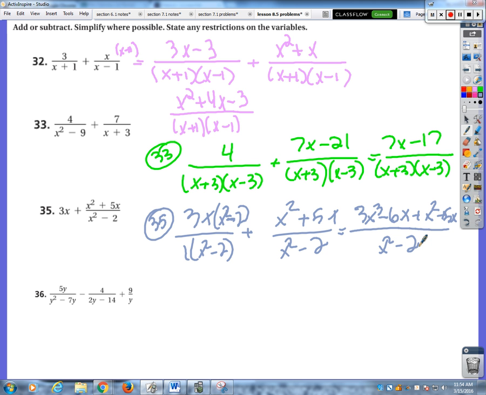What are the only like terms for me to combine on top? The x's. So that would give me a 3x cubed, an x squared. Those stay the same. But then negative 6x plus 5x is negative x. And that is over x squared minus 2. Okay? Yep, that's the answer.